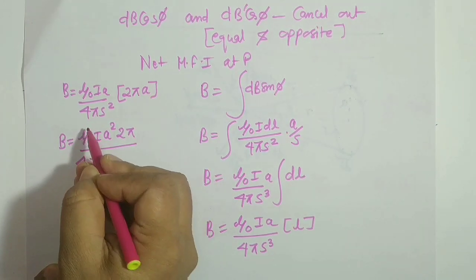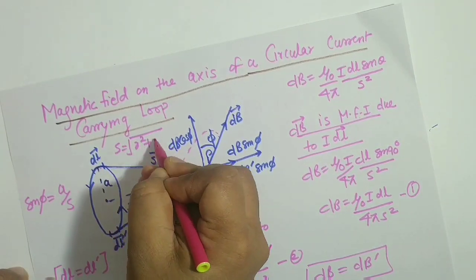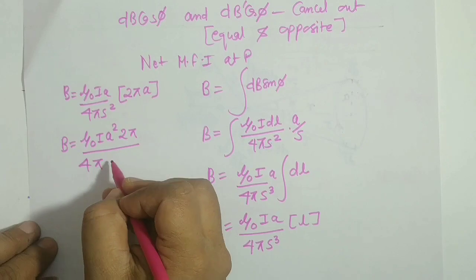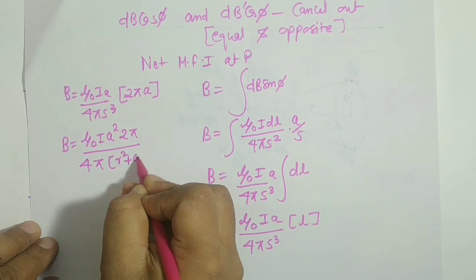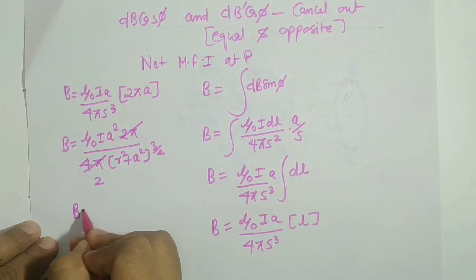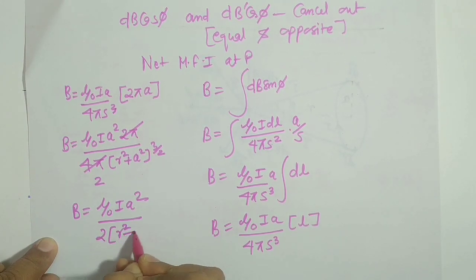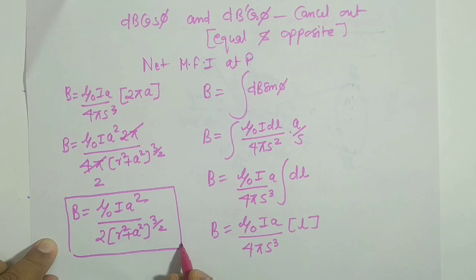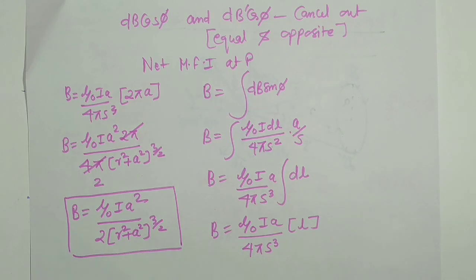Now do you know what S is? I can replace S. I think all of you know S is here root of R square plus A square. So I am going to replace it by that, and S cube will be R square plus A square to the power 3 by 2. And then you do it like this. Finally you are getting mu naught I A square upon 2 times R square plus A square to the power 3 by 2. This is the expression, a very important derivation, a very important expression, and this expression is what?